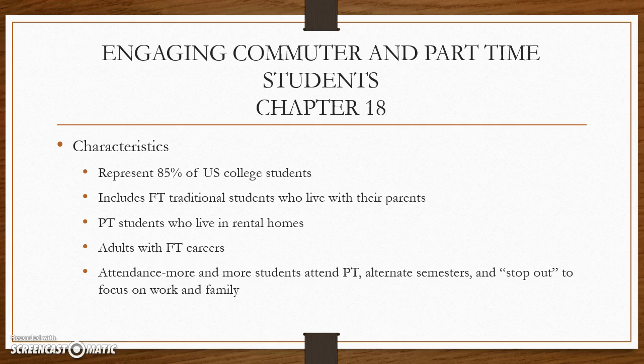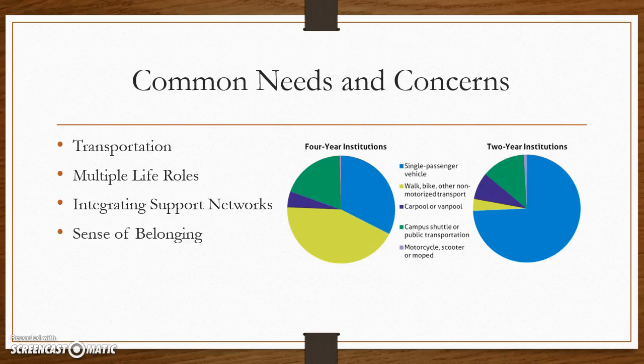And then we look at attendance. More and more students attend part-time. Again, this is due to outside responsibilities. They may be a parent, a spouse, they may be both. They may need to be the caretaker for their family. They alternate semesters and stop out to work and focus on family.